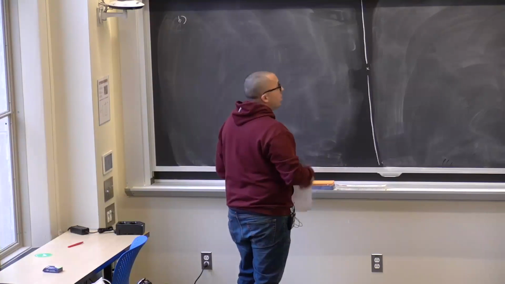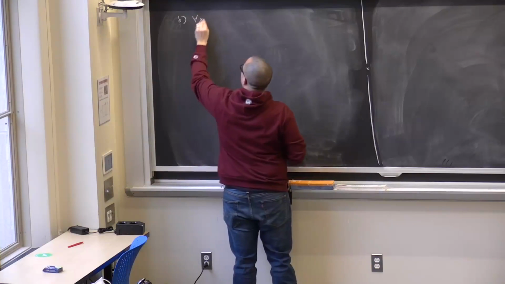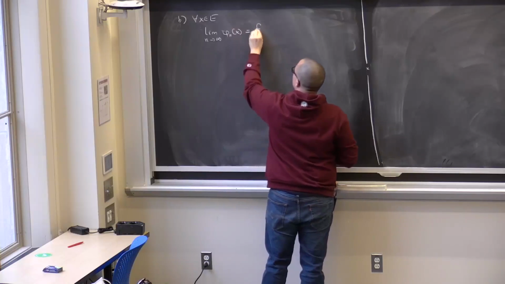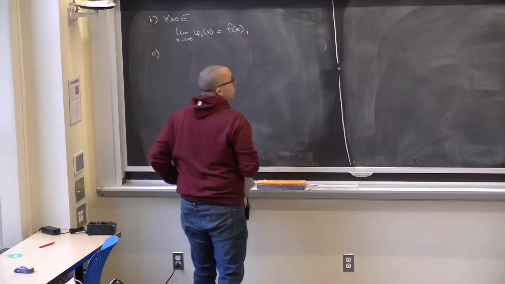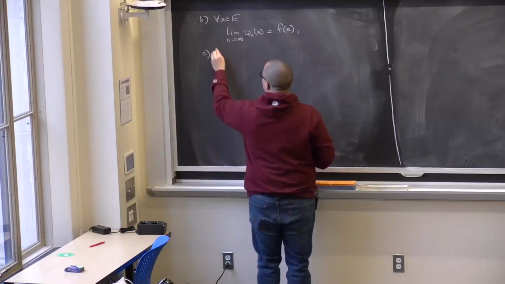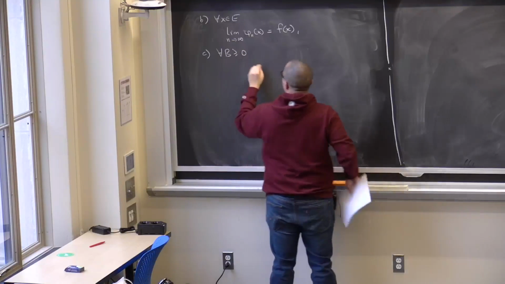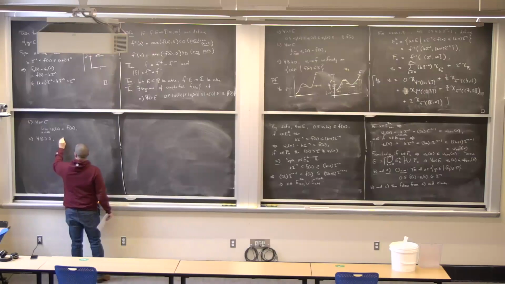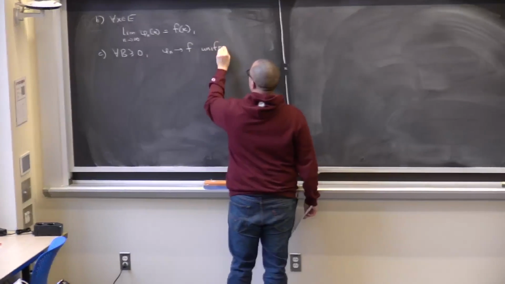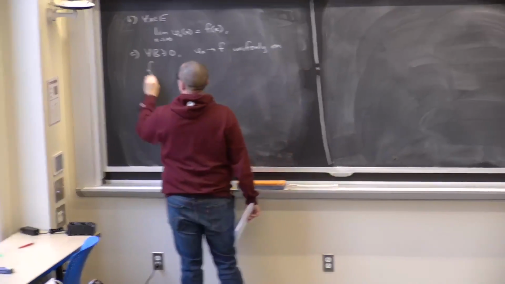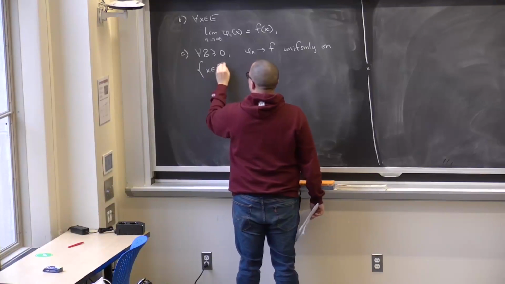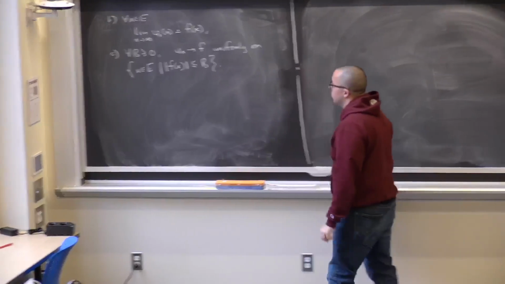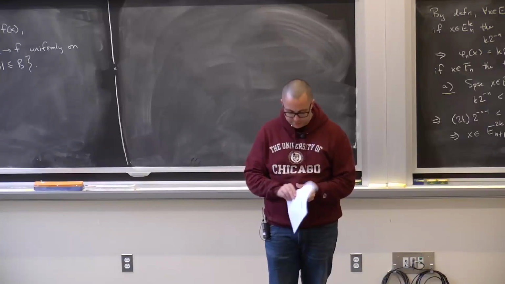These phi n are converging to f pointwise. And finally, convergence is uniform on sets where f is bounded. So for all b bigger than or equal to 0, phi n converges to f uniformly on the set of x in E such that the absolute value of f of x, or the modulus of f of x, is less than or equal to b. Okay?